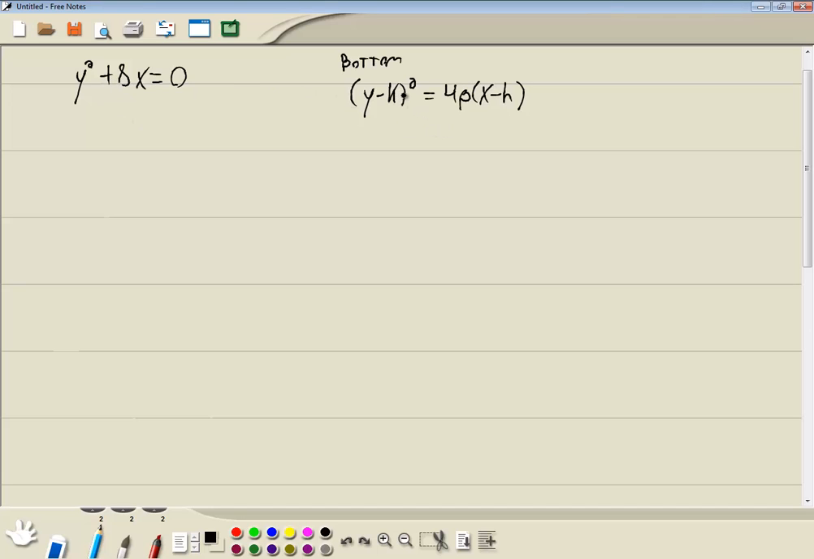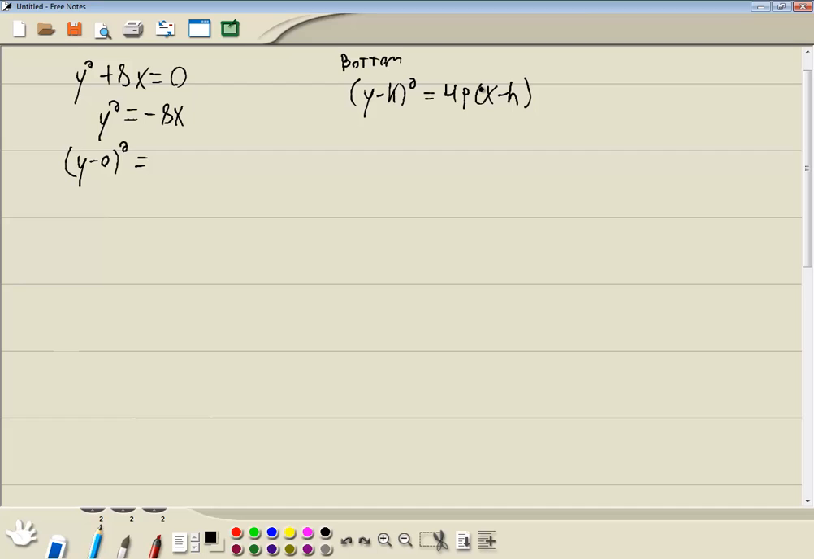I noticed from my standard form that we've got y's on one side and x's on the other. You can't have them both on the same side. So to begin with, I'll take that 8x and move it over. So we've got y squared is equal to negative 8x. Now I want this to be y minus or y plus a number, squared. So I'm going to rewrite this as (y minus 0) squared, because y minus 0 is y, and y to the second power just gives you y squared. So I don't change its original value.